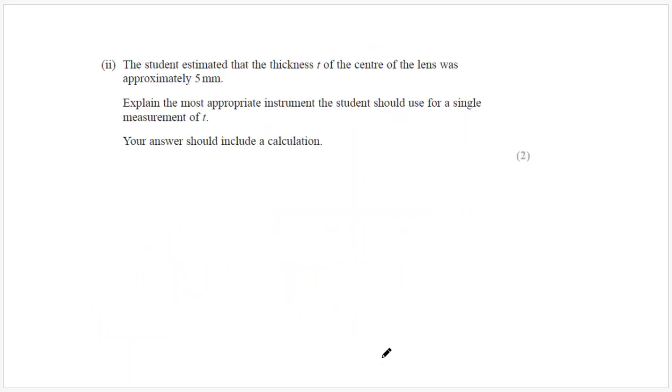This is where the main content of our topic begins. A student estimated that the thickness T of the center of the lens was approximately 5 mm. Explain the most appropriate instrument the student should use for a single measurement. Always remember, these are key words, everybody. Single measurement. Your answer should include a calculation.